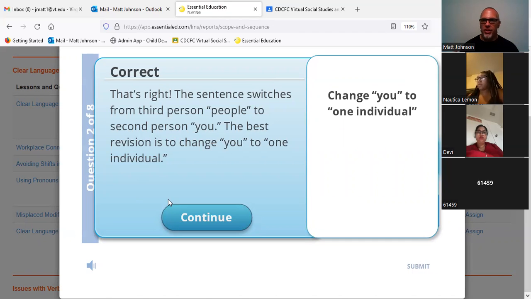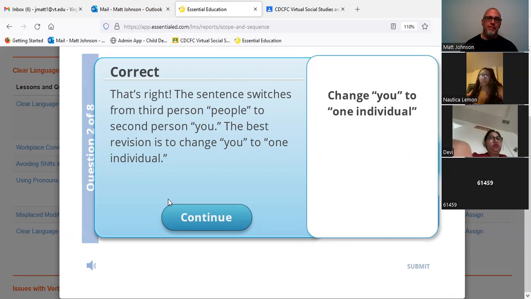Right. So it's switching between third person to second person, which is one of the more common mistakes made. So in order to make sure that you keep it all one, we change the you to one individual, which is going to keep that third person.